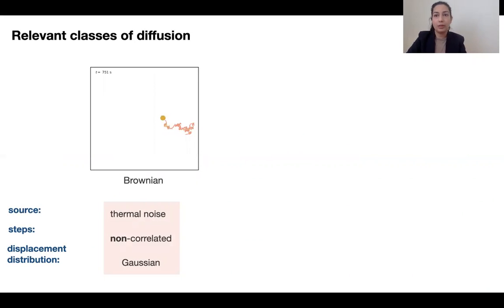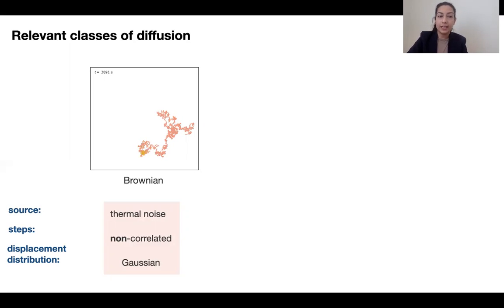The first class is Brownian motion, where we know that it's caused by the thermal noise of the water molecules in solution. So the particle takes these completely random, non-correlated steps, and we plot the distribution of displacements for this particle. It is a Gaussian distribution.